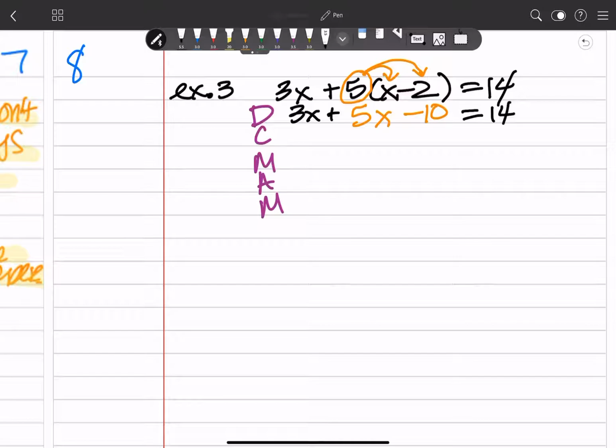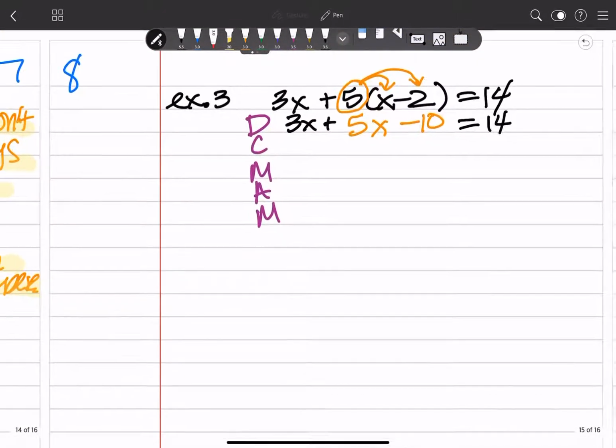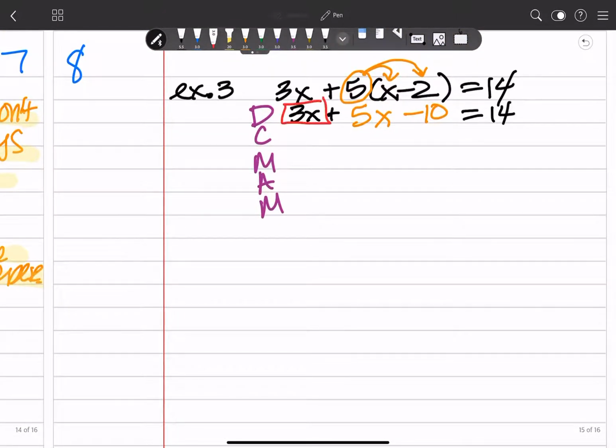Now our next step is what we've been doing. It looks like problem 1 did. And so we're going to combine our like terms. Put a box, and if you don't want to use the box, you're like, I can do it without the box, Miss Samji. Good. That's awesome. Do it. I am going to show my steps just so you guys have them. So 3x plus 5x gets you 8x.